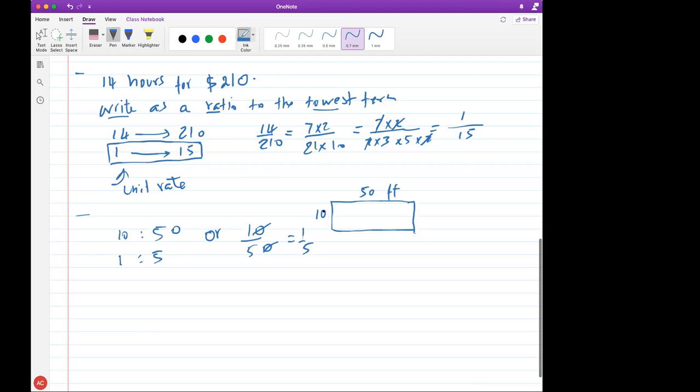Professor, I don't understand that one. So we have a rectangle, and we have 10 to 50. We just want to see the ratio of the width to the length. So this is the width of the rectangle, this is the length. The question is, what's the ratio?